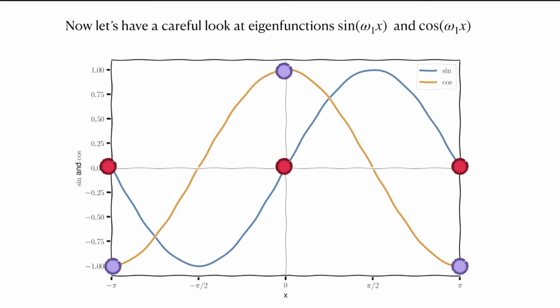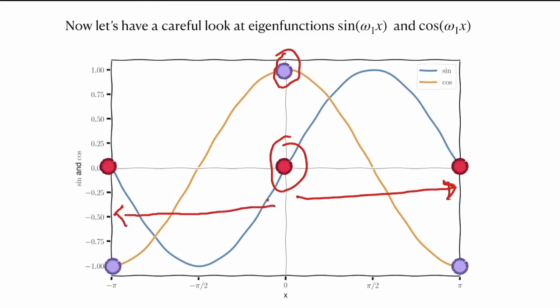If we look at that, it also satisfies this condition in the interval x is equal to 0 and x is equal to pi, and this also gives us the freedom to work in the interval minus pi to 0.